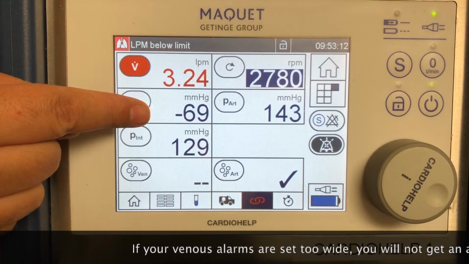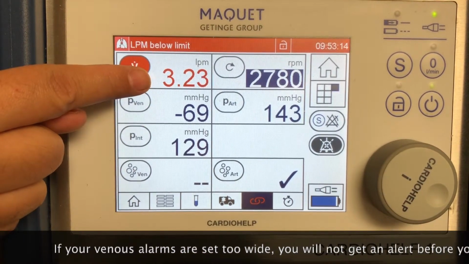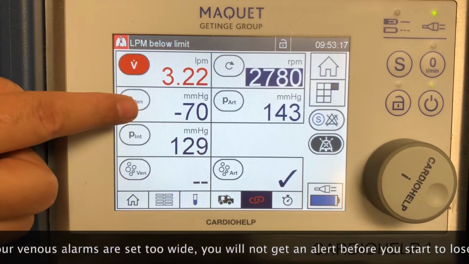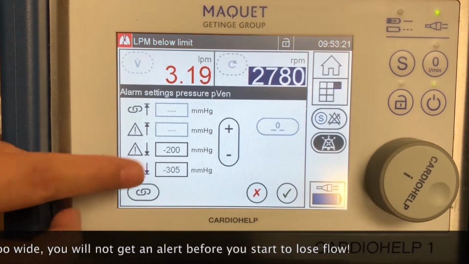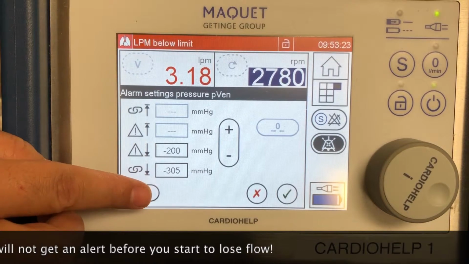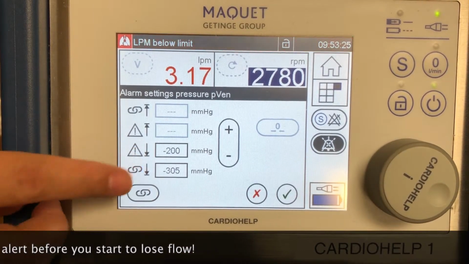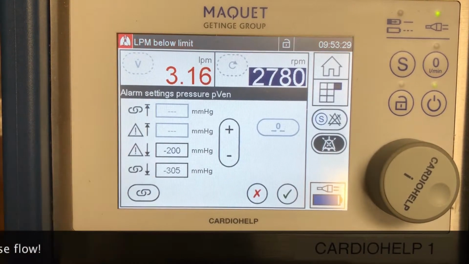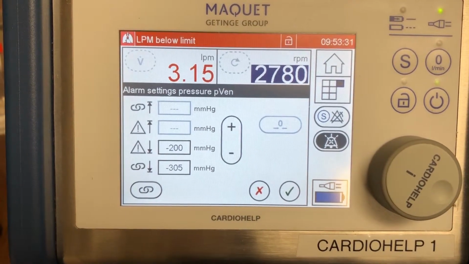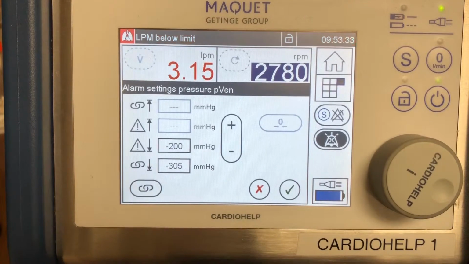What is going on in this scenario? Every time it affects your flows, that means your negative pressure values probably were not set correctly. In this case, they had set them way too negative. So at these levels, you will definitely have very, very low flows before you actually see the high and low priority alarms. That's why it is very important for you guys to set those values correctly.